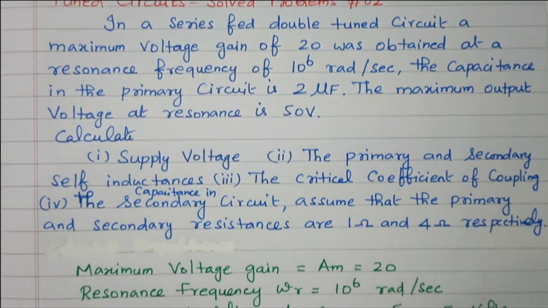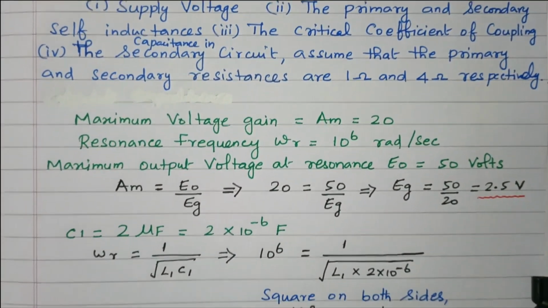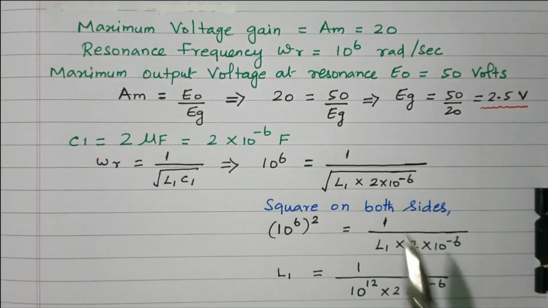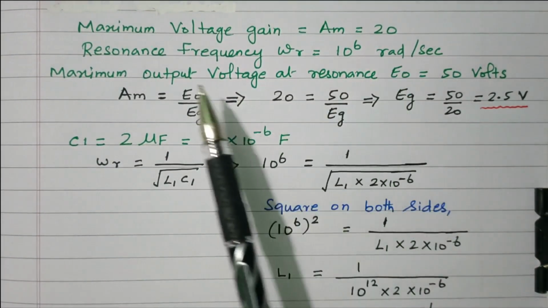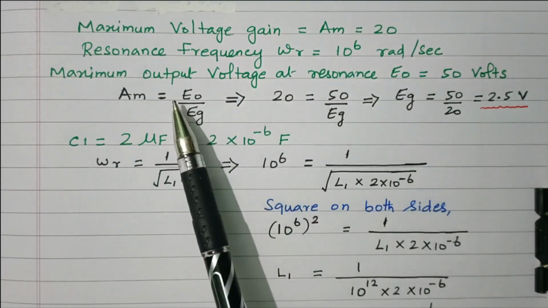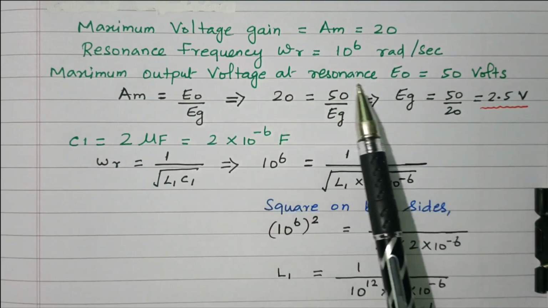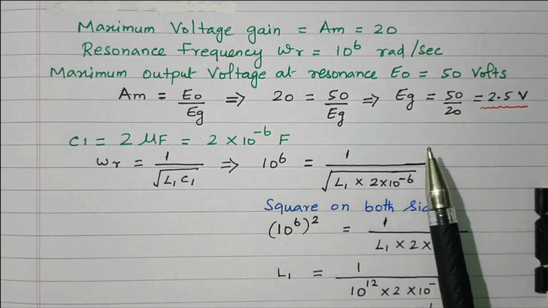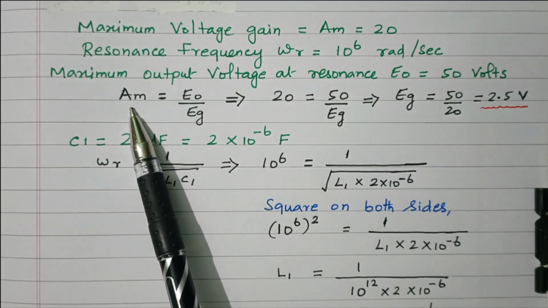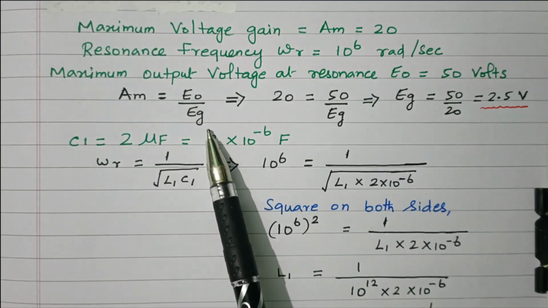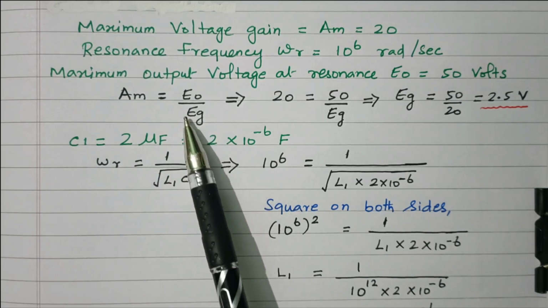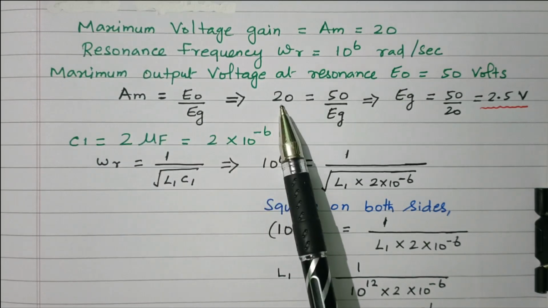Right. From the given data, we will calculate the parameters one by one. First, the maximum voltage gain is given. AM is 20. Resonant frequency omega is 10 to the power 6 radian per second. Maximum output voltage at resonance E0 is 50 volts. Right. So first we will use the formula: amplification factor AM equals E0 divided by EG, output voltage divided by supply voltage. The AM value is given as 20.